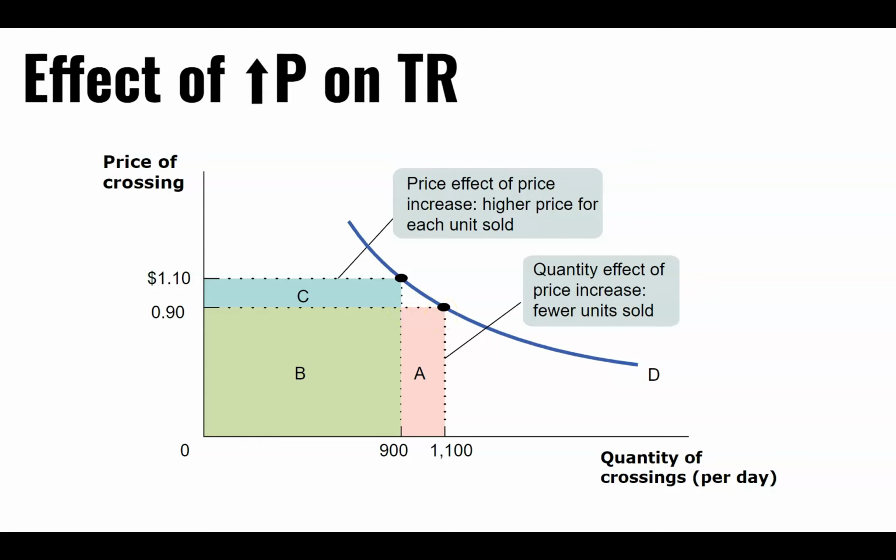But I am selling some products that I was selling at 90 cents now for $1.10. That's raising revenue. So the 900 items that I'm still going to sell, I'm no longer selling for 90 cents. I'm now selling them for $1.10. So that area C is showing the increase in revenue as a result of the price effect. So whichever one of these areas is bigger will determine whether revenue is going up or down.